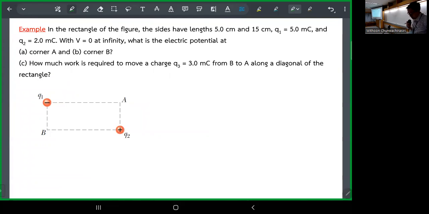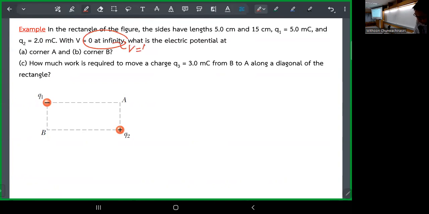All right, guys, so let's take a look, and I hope everything will come full circle right here. Maybe it takes like 5 to 10 minutes, but we are going to be done with this. This is the most important point in the whole business of potential. In a rectangle in the figure, the sides have the lengths given already: 5 centimeter, 15 centimeter, no problem. Q1 is given, Q2 is given. Let's take potential to be 0 at infinity all the time.